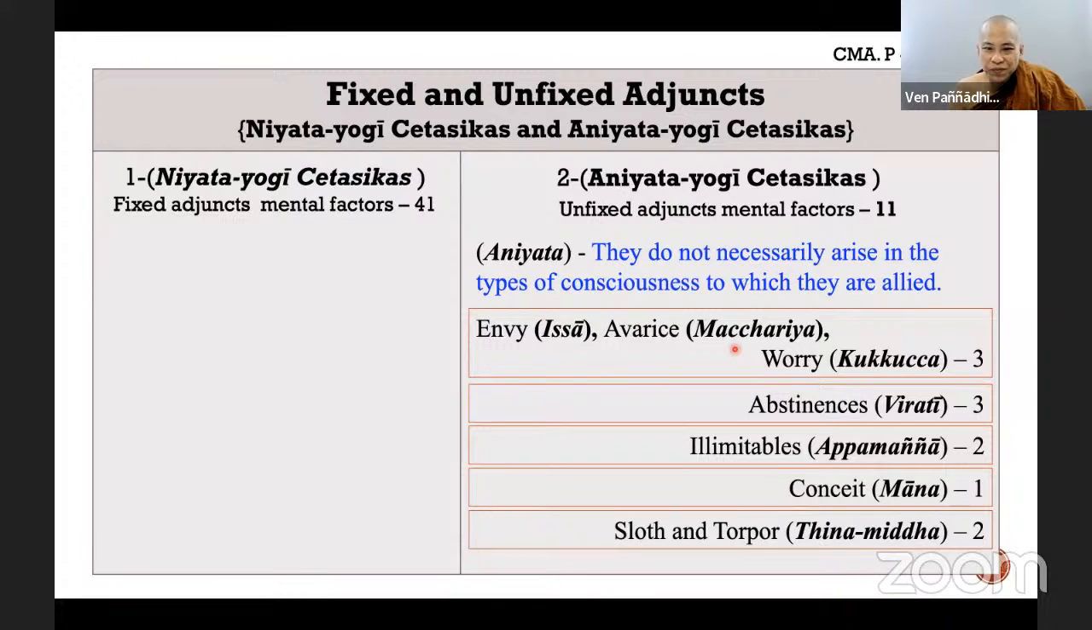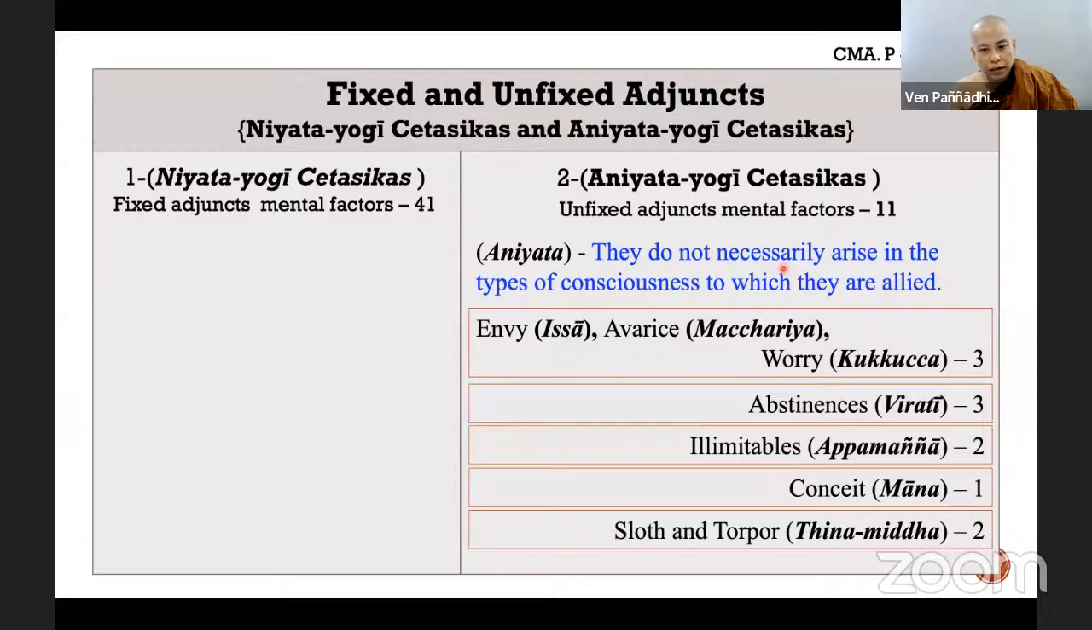Because they have different focuses, right? Isa focuses on others' success. Macharya focuses on one's own property. And Kukucha focuses on the good deed he missed and the evil deed he has done in the past. This is the object of Kukucha. That's why these three mental factors have different focuses and also perform different functions. That's why these three cannot arise together and are mutually exclusive.